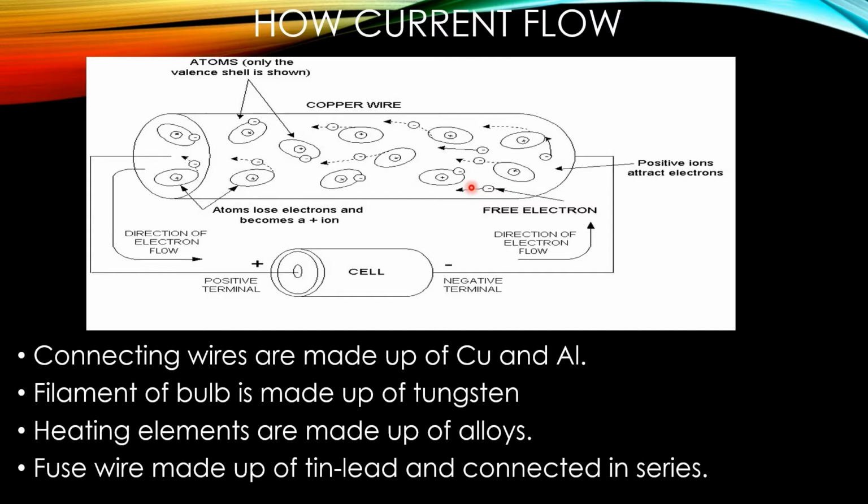Fuse wire is made up of a tin and lead alloy and it is connected in series. Why? Because when more than the required amount of current flows, in that case the fuse wire will melt, the circuit will break and current will not flow. That's why fuse wire is made up of an alloy of tin and lead.